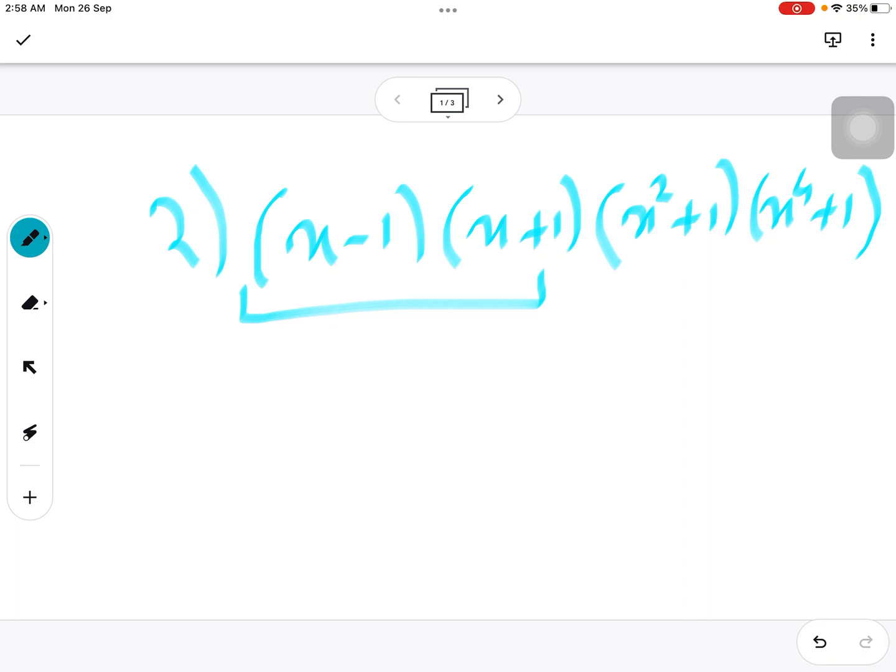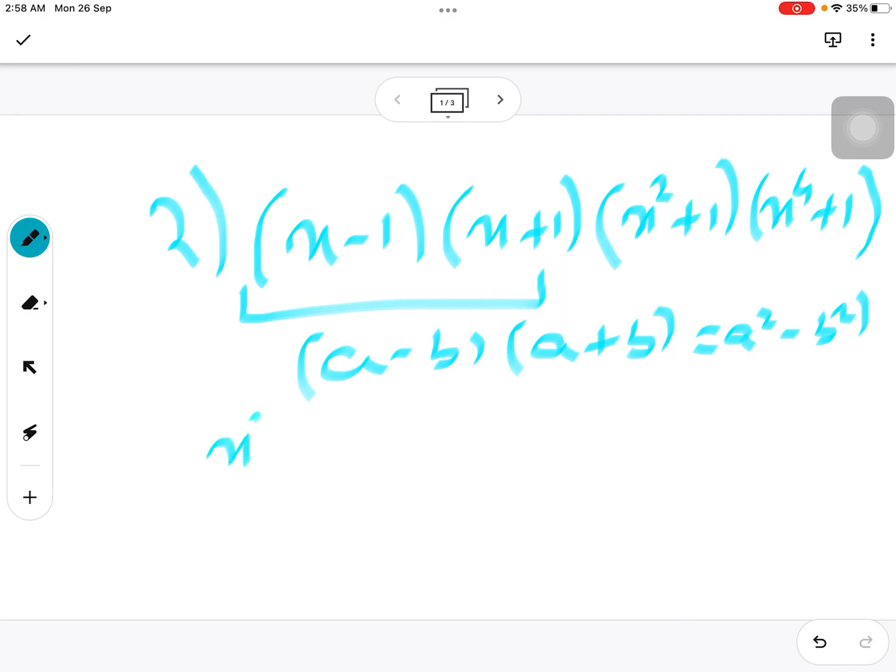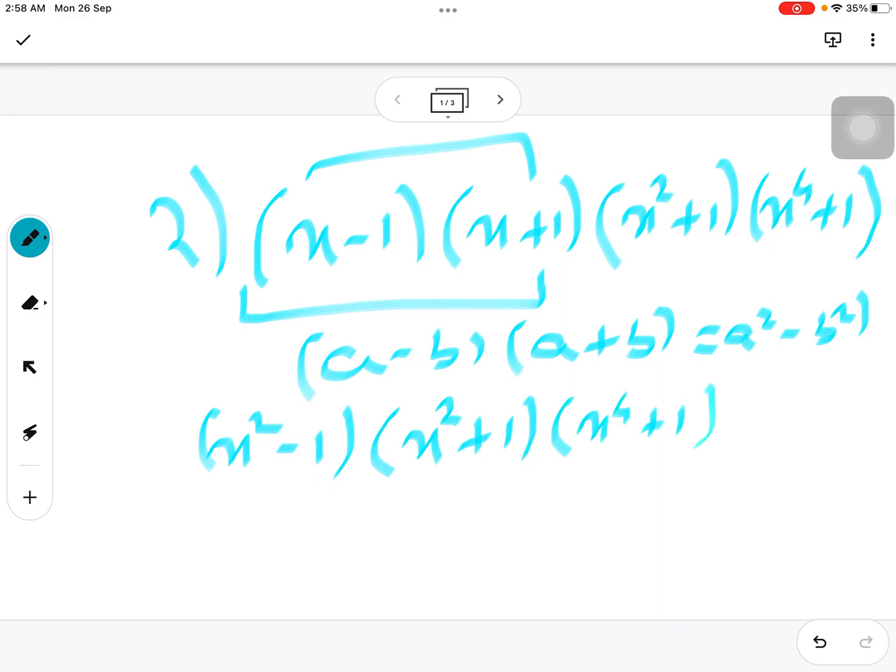Here it is in the form of a minus b into a plus b. So that is a square minus b square. You should always write the formula at every step: a minus b into a plus b is equal to a square minus b square. Okay, now this becomes x square minus 1. When you substitute it in the place of x minus 1 into x plus 1, it becomes a lot clearer. Now you see another pattern. Now look at these two terms. They are also in the form of x plus 1 into x minus 1, a plus b into a minus b. So this again becomes a square minus b square.